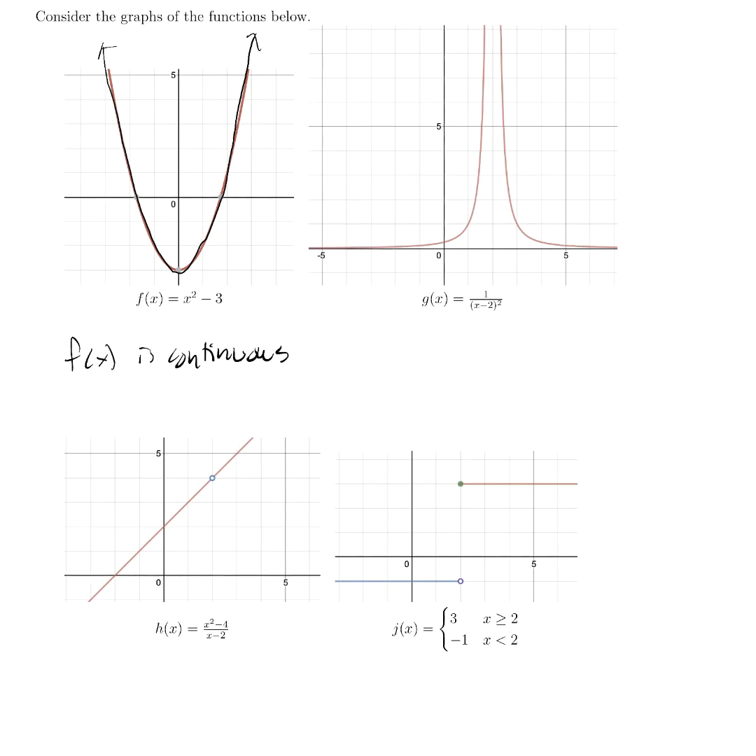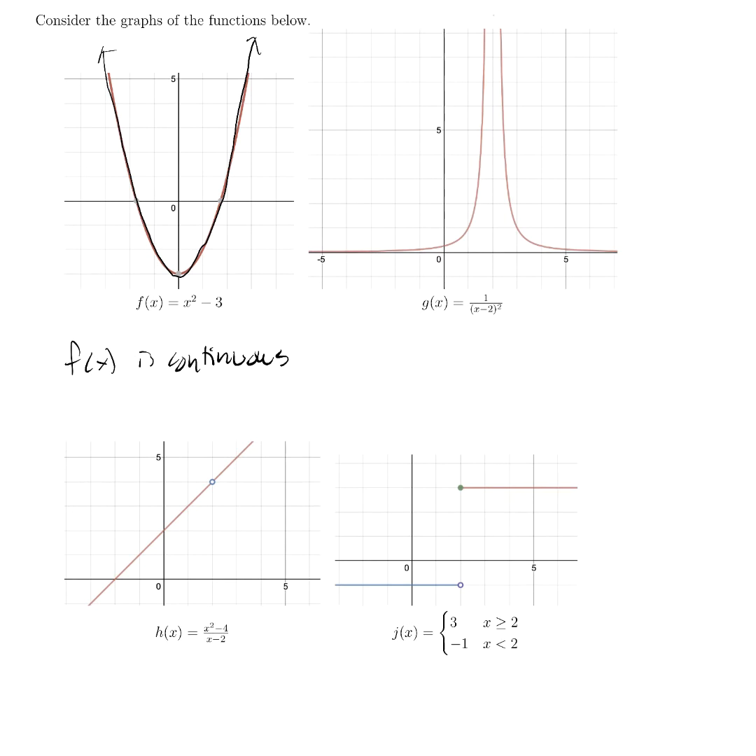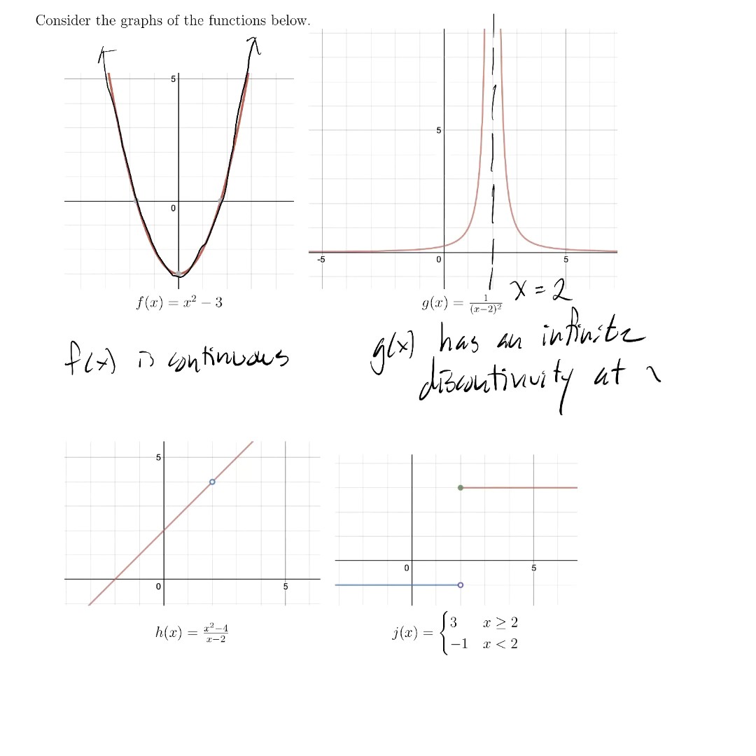The second function does have a break. In fact, it has a vertical asymptote here at x equals 2. So the line x equals 2 is a vertical asymptote. And so we say that g of x has an infinite discontinuity at x equals 2. Anytime we have a vertical asymptote, that vertical asymptote is going to give an infinite discontinuity.